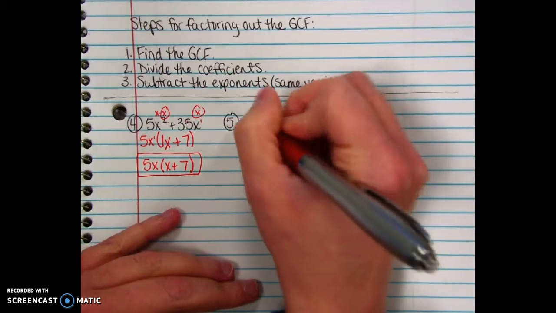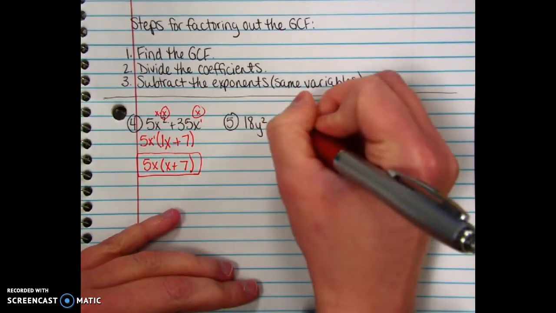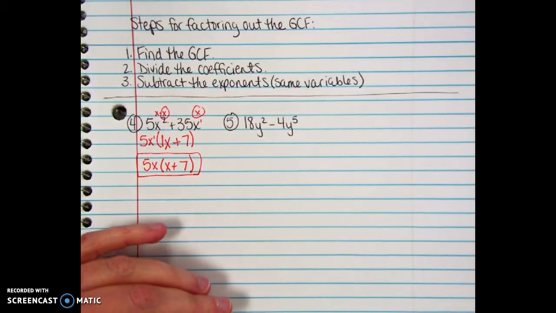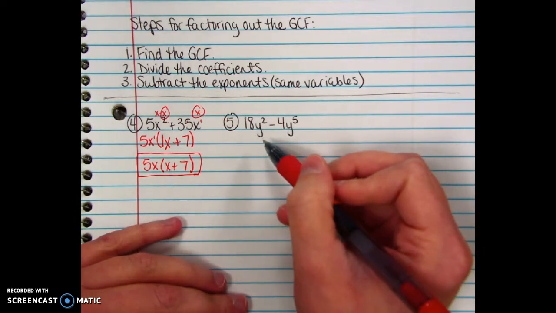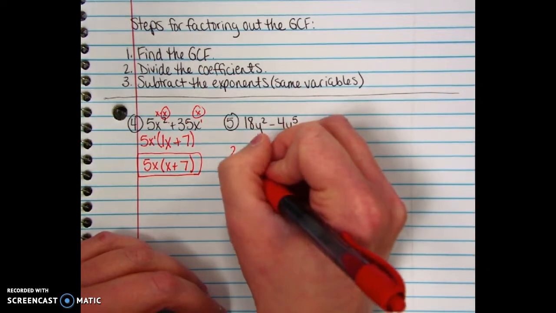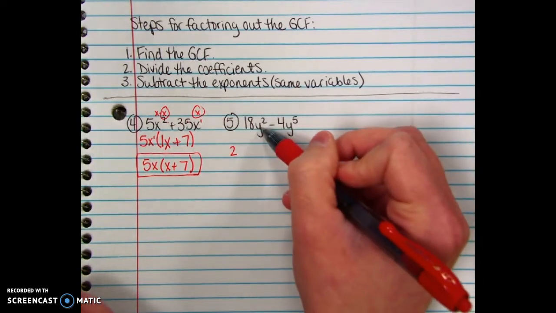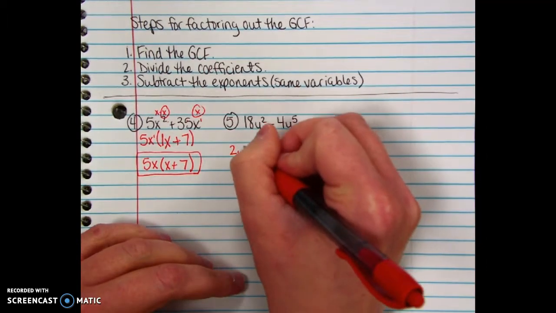Number 5 is 18y squared minus 4y to the 5th. So first I need to find my GCF. The highest number that goes into 18 and 4 is 2. 4 does not evenly go into 18. And then I have y squared, y to the 5th. Take the smaller of those two, so y squared.